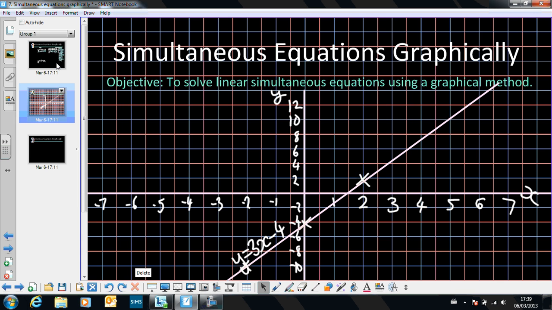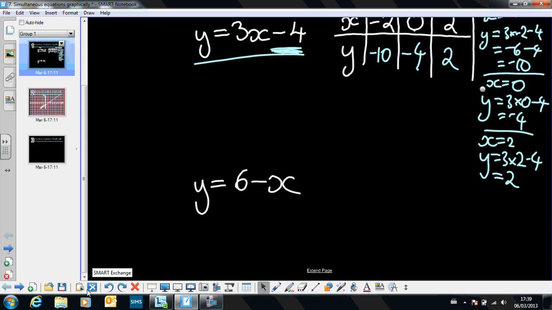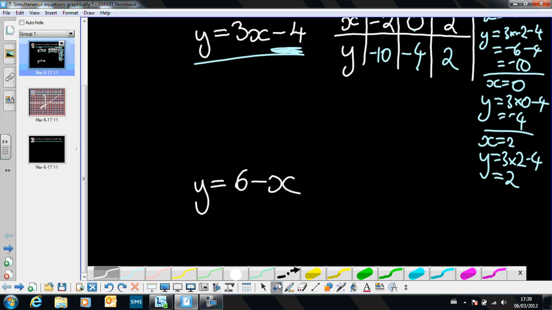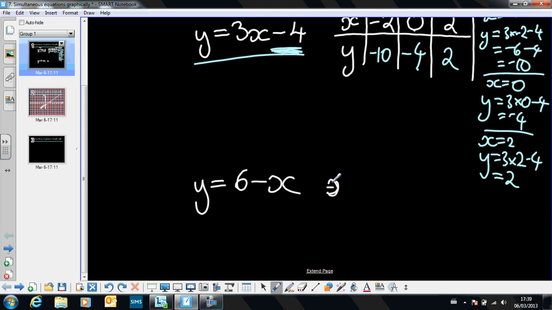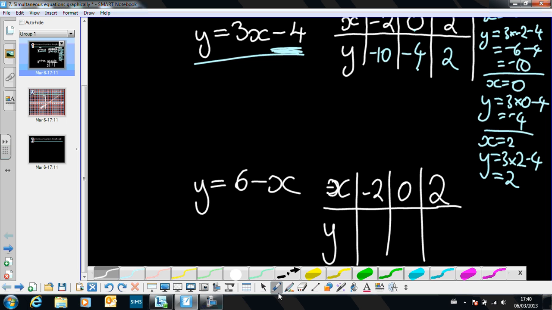Let's do the other equation quickly. So again, I can pick values for x and values for y. I'm going to choose the same values for x. There's no obligation to choose the same values for x, but I might as well. And I'm going to do these ones in my head.